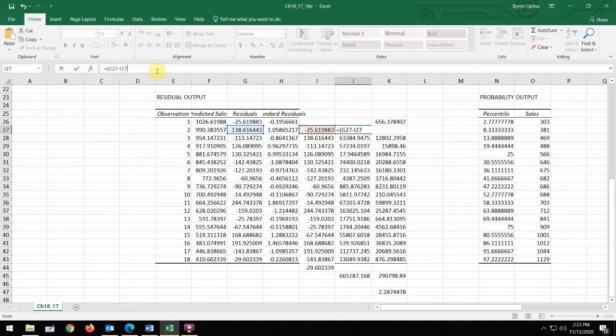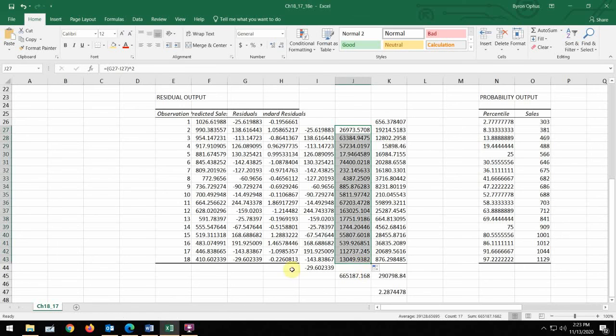which is actually like adding it in that case, and we want to square it. It's a little bit easier this way: I hit the caret over the 6 with the shift key held, and then 2 for squared, and I hit enter, and that gives me my answer. And again, I can do that all the way down to here. I can't do it here because I don't have the residual there.